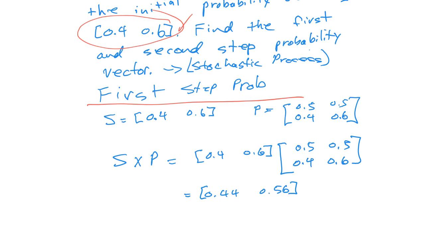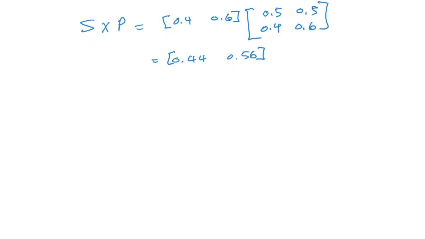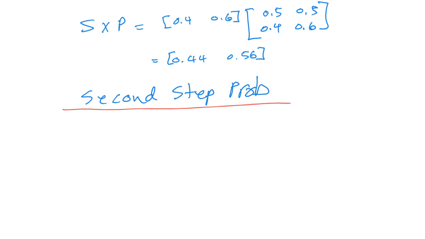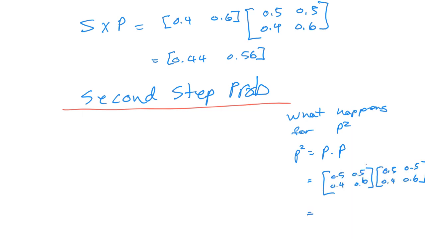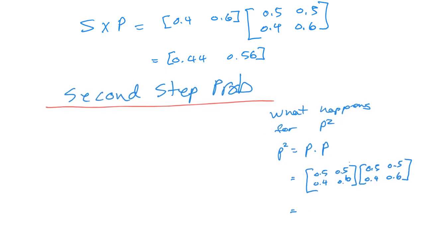So 56%. Now let's go and take a look at the second step probability. And then the third, and then the fourth, and then the fifth. And you'll see what I mean by that. So when we're looking at the second step probability, what I'm actually talking about is what happens for P squared. So we literally have to just calculate P times P. So P squared is the same as P times P, which is just our matrix. Now, you do your calculation, right? And when you do your calculation, you're going to get the following for P squared.